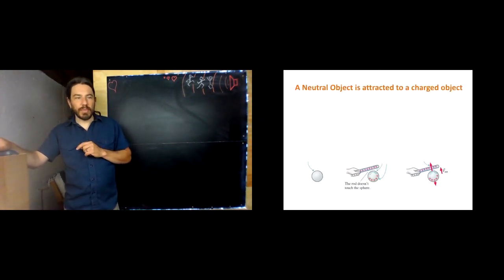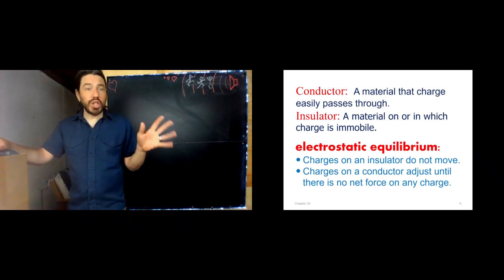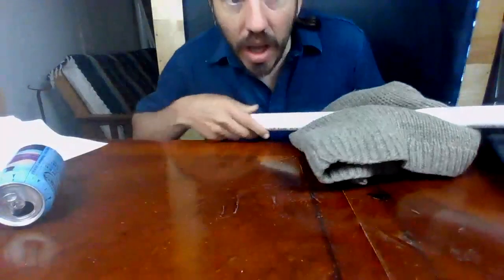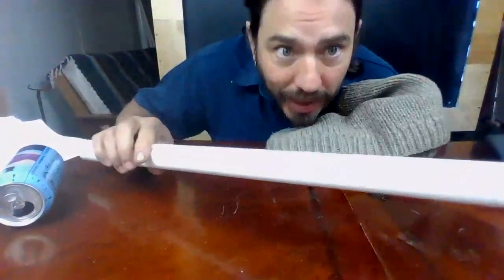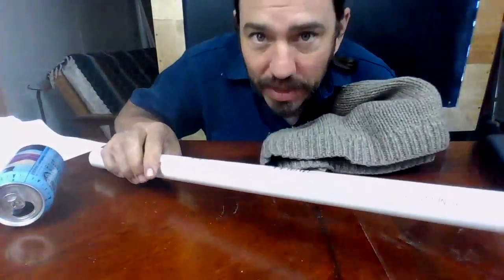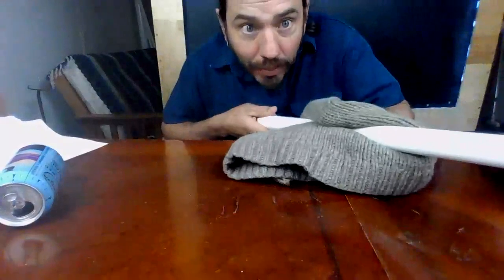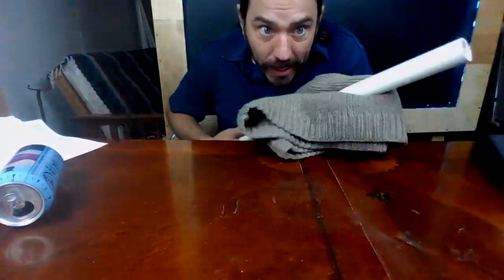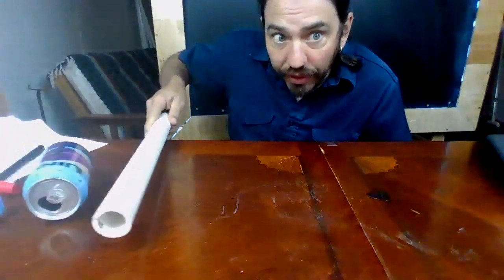Okay, I want to show you something interesting here, and then we'll talk about why. I've got here my magic wand. It's a piece of PVC pipe. I'm going to rub it on my sweater, and then I'm going to use my magic wand to do magical things.